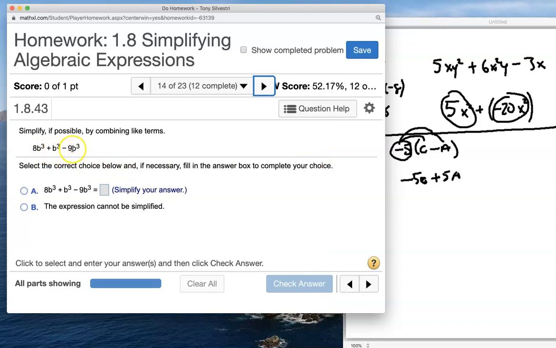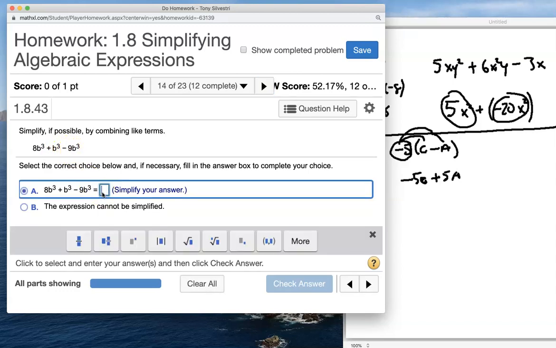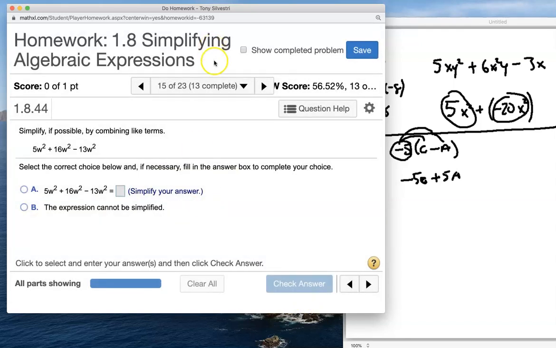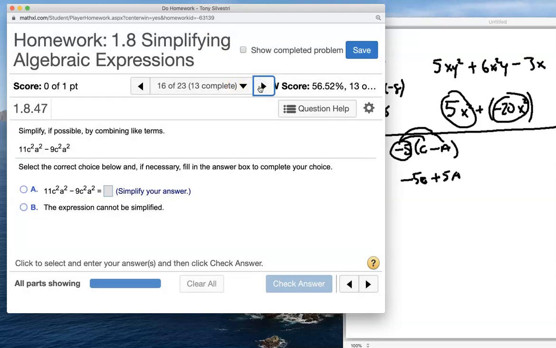Like term, like term, like term. B cubes, 8 of them, plus 1 of them. 9 of those b cubes. From those 9 b cubes, I subtract another 9. 0 b cubes. 0. Don't write down 0 b cubed, because it's redundant. 0 times anything is 0. There you go. I'll let you do that. I'll let you have some fun with that.